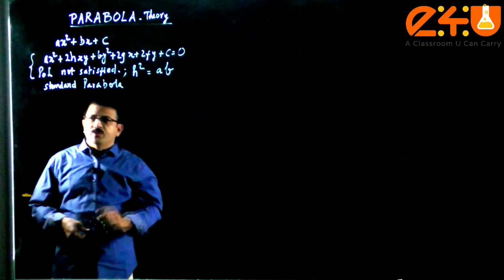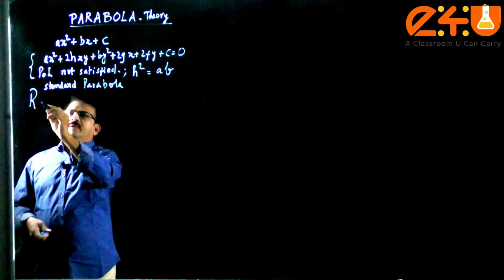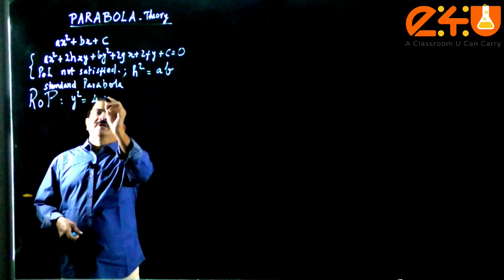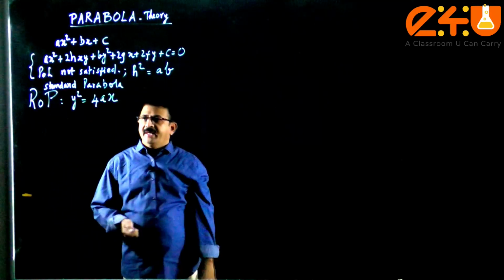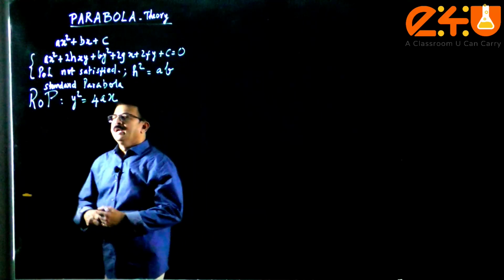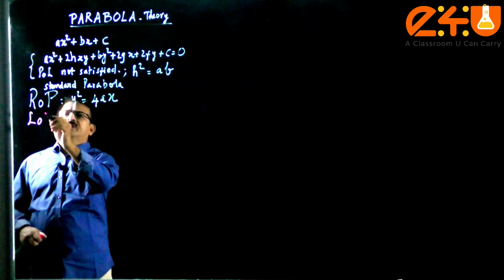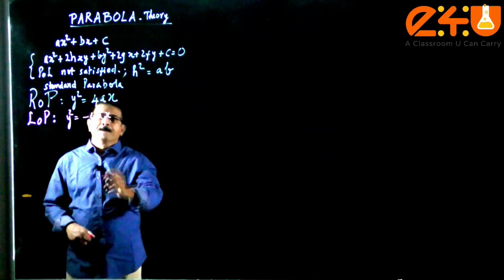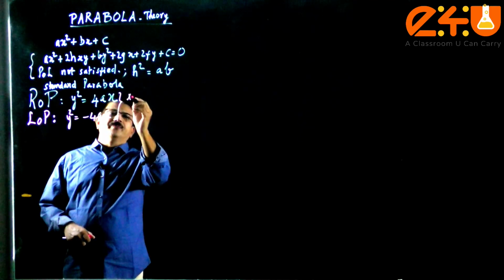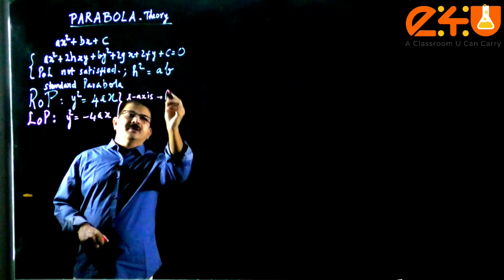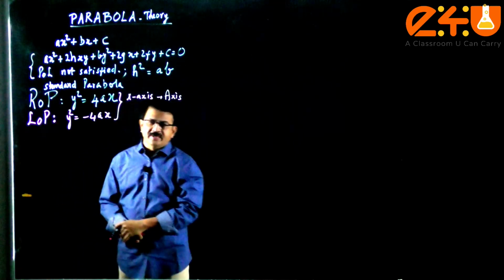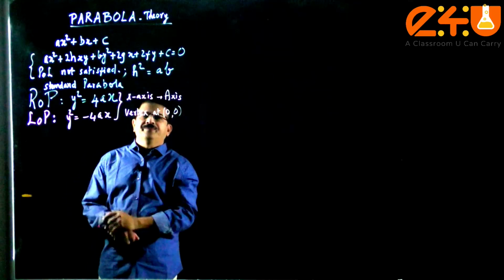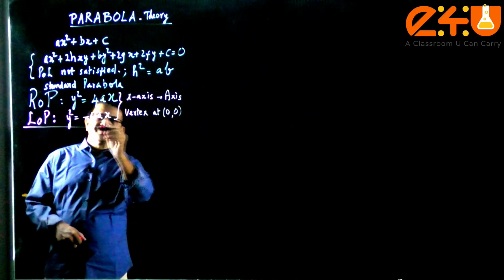The standard parabola, which usually is called right open parabola, comes under the equation y square equal to 4ax. There is the other case, left open parabola, y squared is negative 4ax. Both of these parabolas have x-axis as the axis of parabola, and both of them have vertex at origin 0, 0. Fine. So, that is right open and left open.